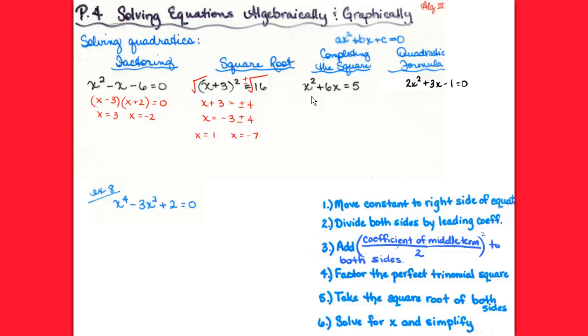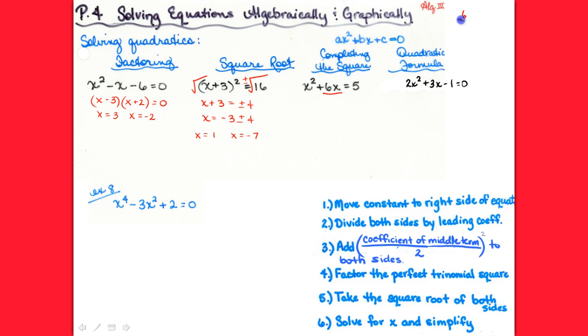Step number 3, and here's where I actually complete the square. And here's the formula for completing the square. I'm going to take the coefficient of the middle term, divide it by 2, square it, and add that to both sides. So when we're looking at x squared plus 6x equals 5, here's my middle term right here, 6x, right? So what's the coefficient of that middle term? 6.